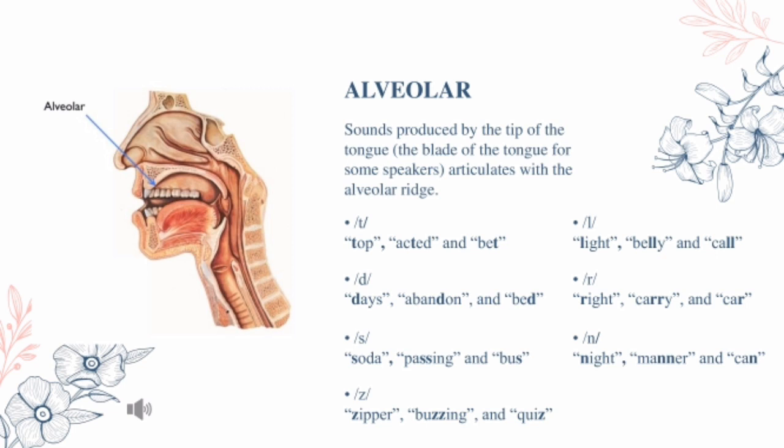L, as in light, belly, and call. R, as in right, carry, and call. N, as in night, manner, and can. The alveolar place of articulation is the most common place of articulation in the English language and has the most consonants.